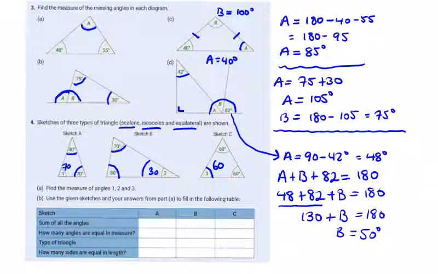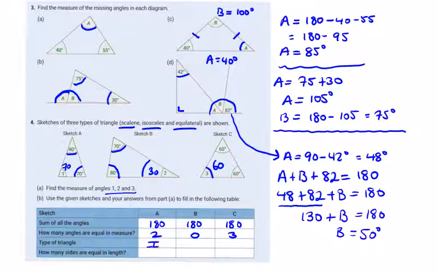So find the measures of angles 1, 2, and 3. We've done that. Now, sketch A, the sum of all angles. Well, in each question, the sum of all angles is 180, as you guys know at this point. How many angles are equal in measure? In A, there's 2, isosceles. In B, there's 0. And in C, there's 3.